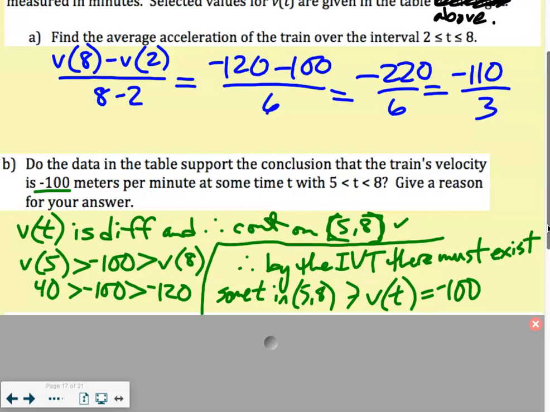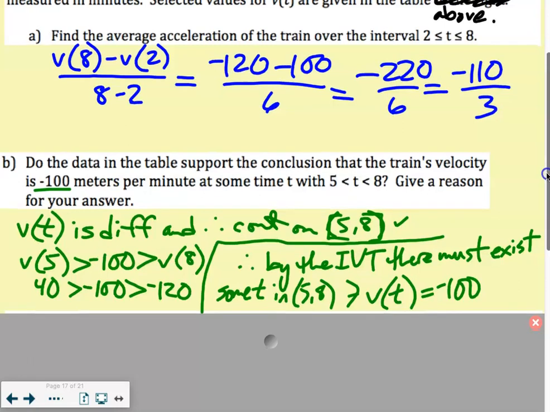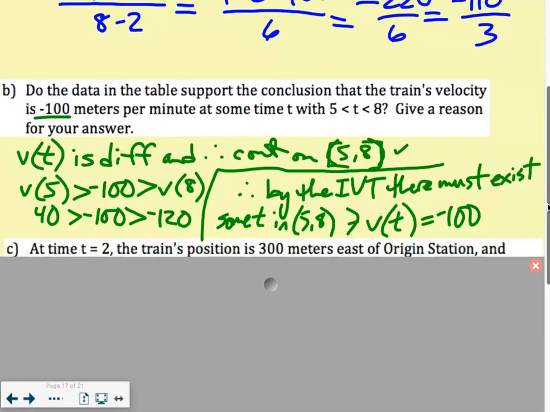And then the third thing I was looking for was IVT, right? So yes, by the IVT, the data do support the conclusion that the velocity will be negative 100 somewhere in the interval between 5 and 8. Okay.